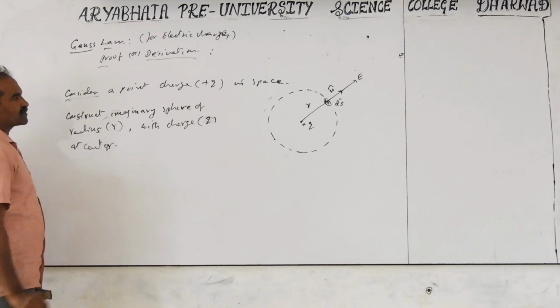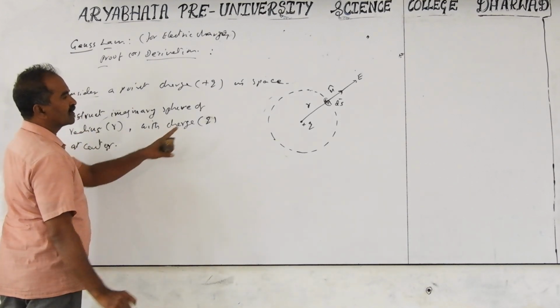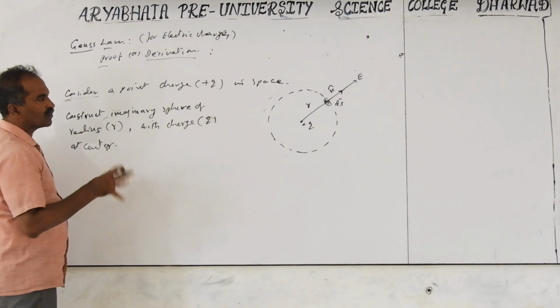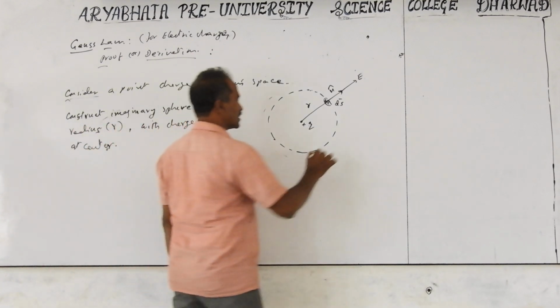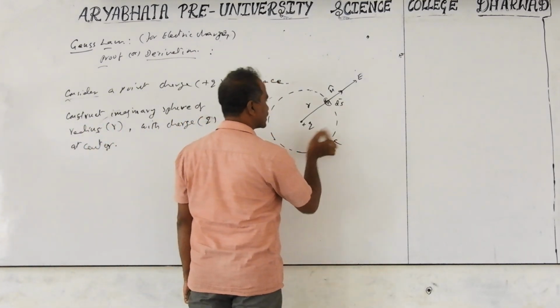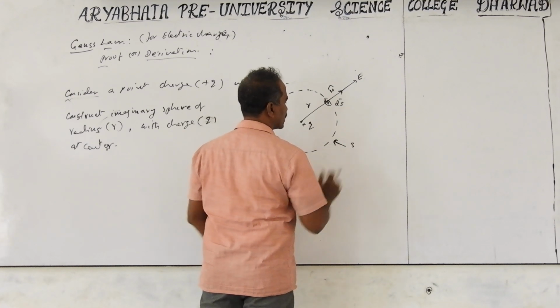Then what is the surface area? The sphere's surface area is equal to 4 pi r squared. And this sphere itself we consider as a Gaussian surface. Now, the closed surface is the Gaussian surface, and the charge is inside the Gaussian surface.